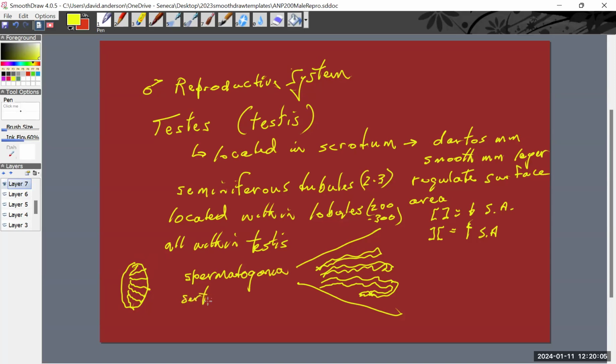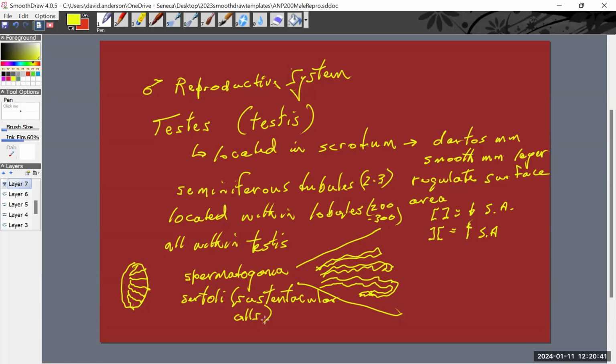Sertoli cells, and a better name, because that's a person's name, Sertoli, a better name for these, because it describes a little bit more of what they do, is a sustentacular cell. So the sustentacular cells, I'll spell that because my writing is terrible, SUSTENTACULAR, sustentacular cells. These are support cells for the process of spermatogenesis.